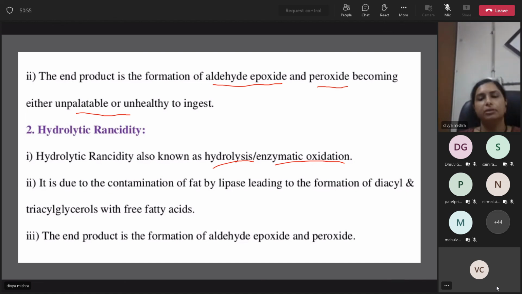Lipolytic rancidity, and how it occurs. It occurs due to contamination of fat by lipase. If we have opened the packet and it is exposed for a longer time to some microbes, they may lead to the formation of diacyl and triacyl glycerol. Again, the end products will be aldehyde, epoxide and peroxide.